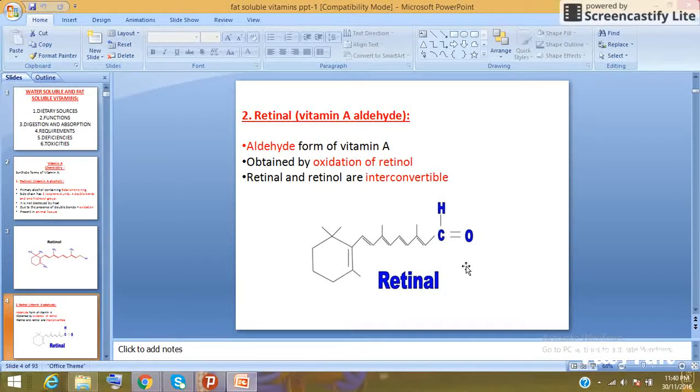Let's come to retinal. Retinal is a vitamin A aldehyde, obtained by oxidation of retinol. As retinol gets oxidized, it forms retinal. As I already said, it is interconvertible. It can be converted into retinol again or beta carotene. So retinol and retinal are interconvertible.